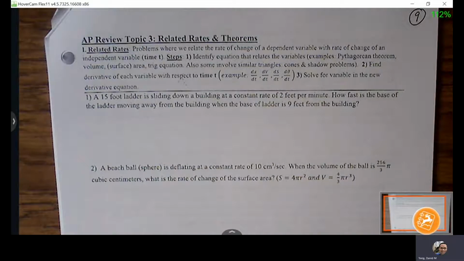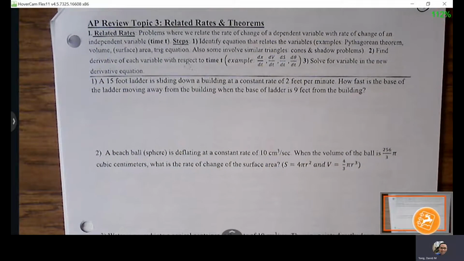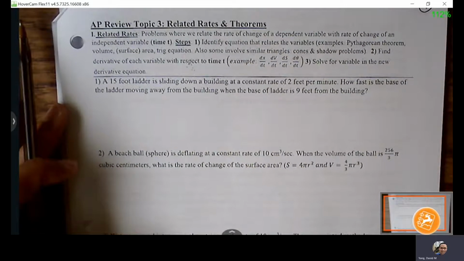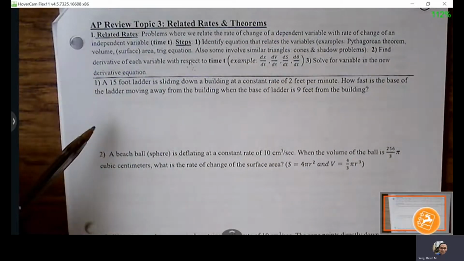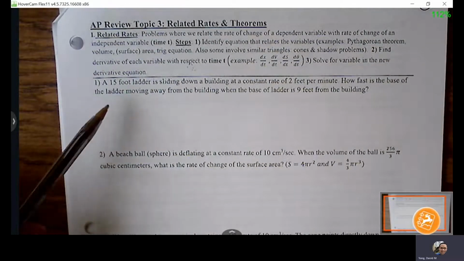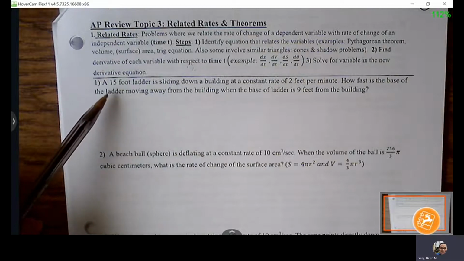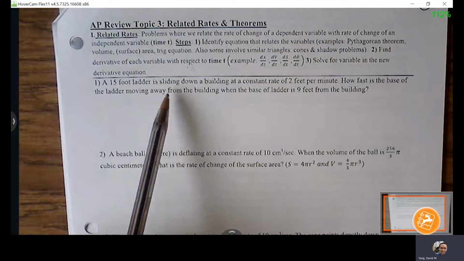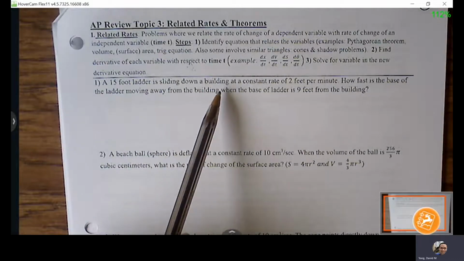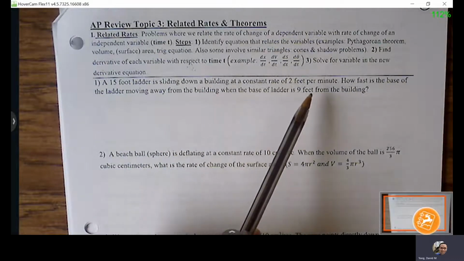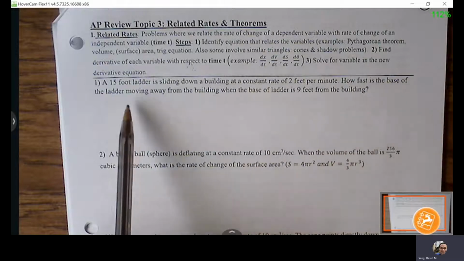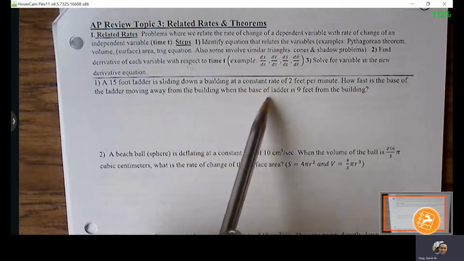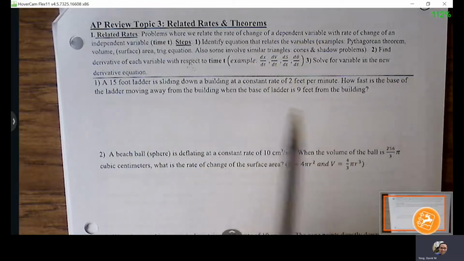Okay, let's start off with the most common, the basic one that we did at the very beginning of our related rates unit, which is a triangle problem, which is a ladder problem. Okay, so number one, it says a 15-foot ladder is sliding down a building at a constant rate of 2 feet per minute. How fast is the base of the ladder moving away from the building when the base of the ladder is 9 feet from the building?